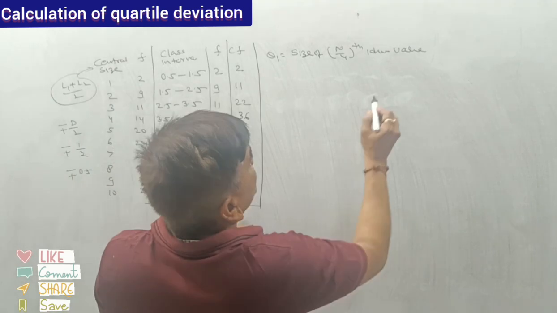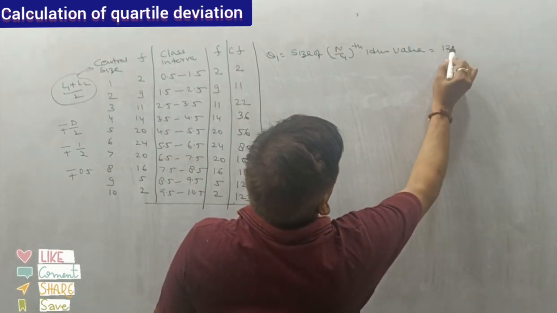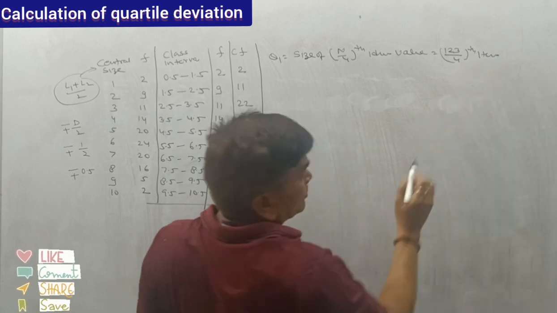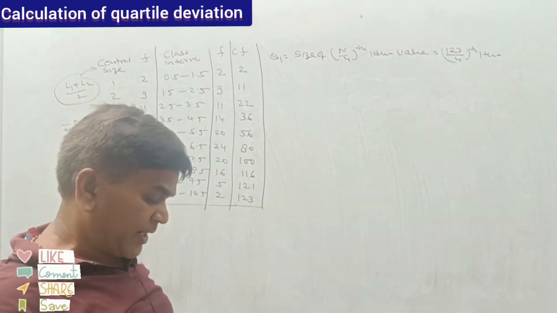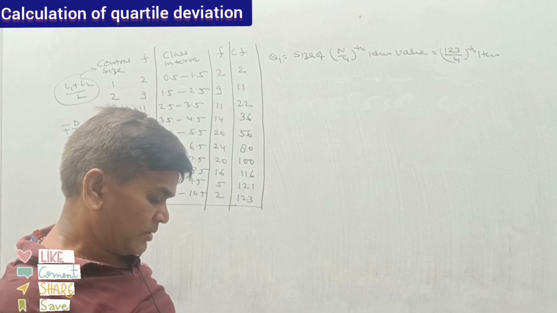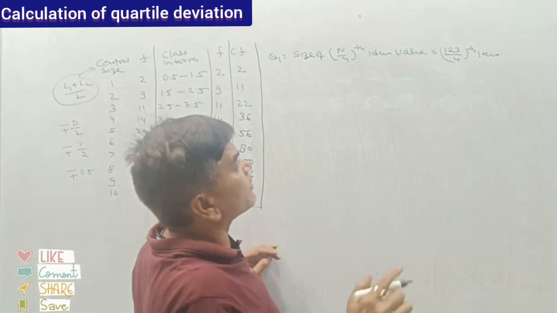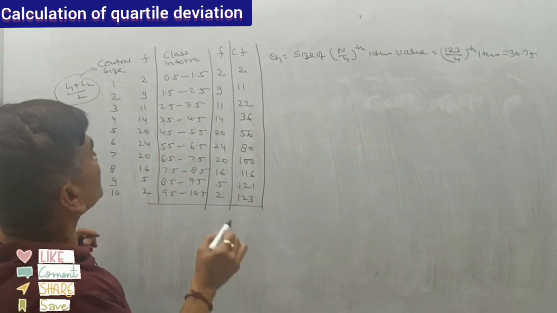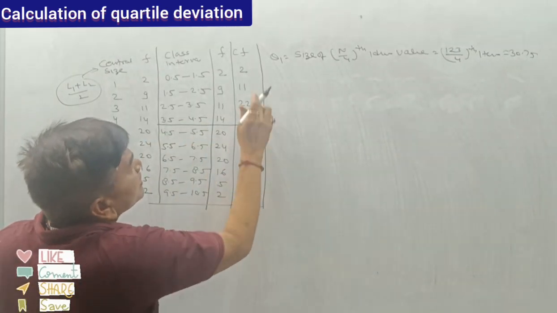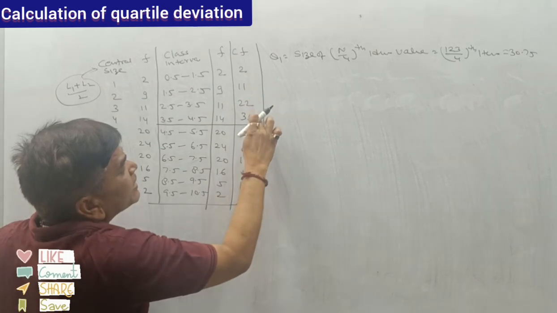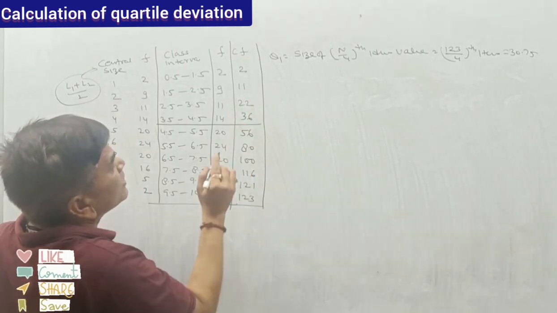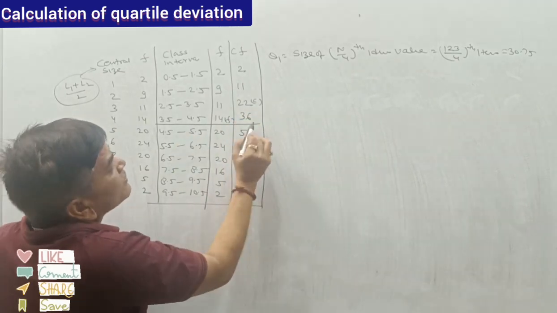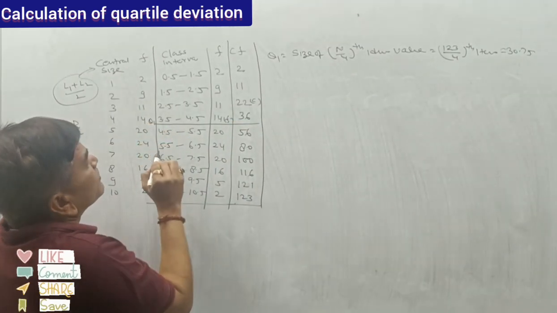So n by 4 is equal to 123 divided by 4th item value. So the very first, 123 divided by 4, that is 30.75. So 30.75 comes here. In this cumulative frequency we will see where 30.75 is first included. So this will be our frequency, this will be C, and this will have the Q1 value.